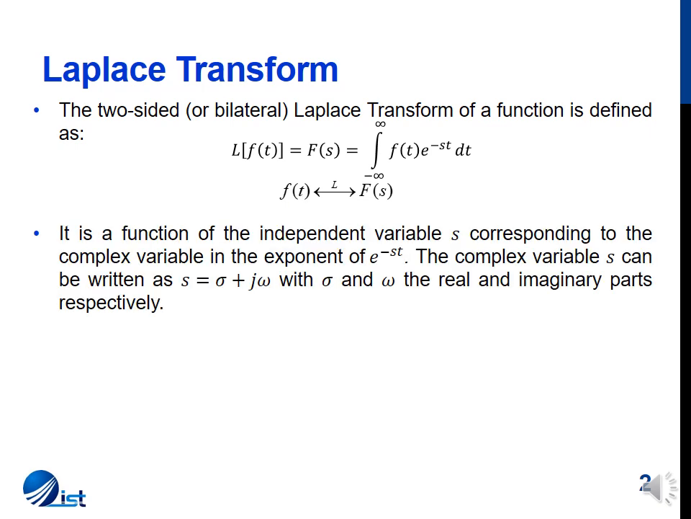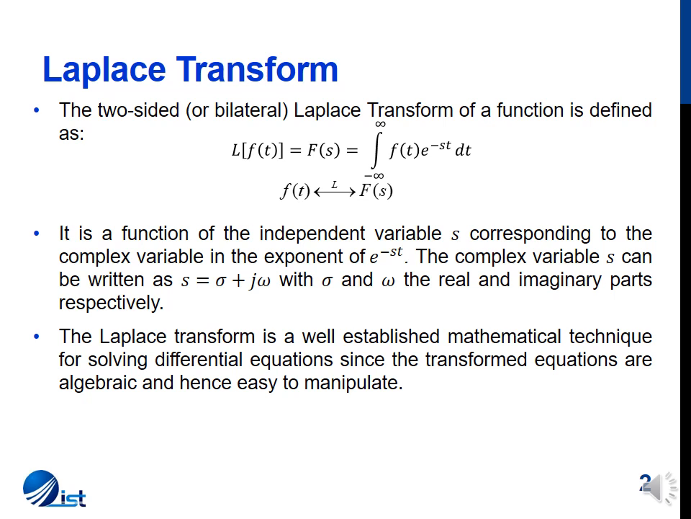Now the variable s is a complex variable, and we have already discussed this variable when we were doing stability with respect to the complementary solution. This variable s is the same variable. It can be represented as a real part sigma and an imaginary part j omega. So we see that Laplace transformation is converting our function in one domain to a function in the other domain.